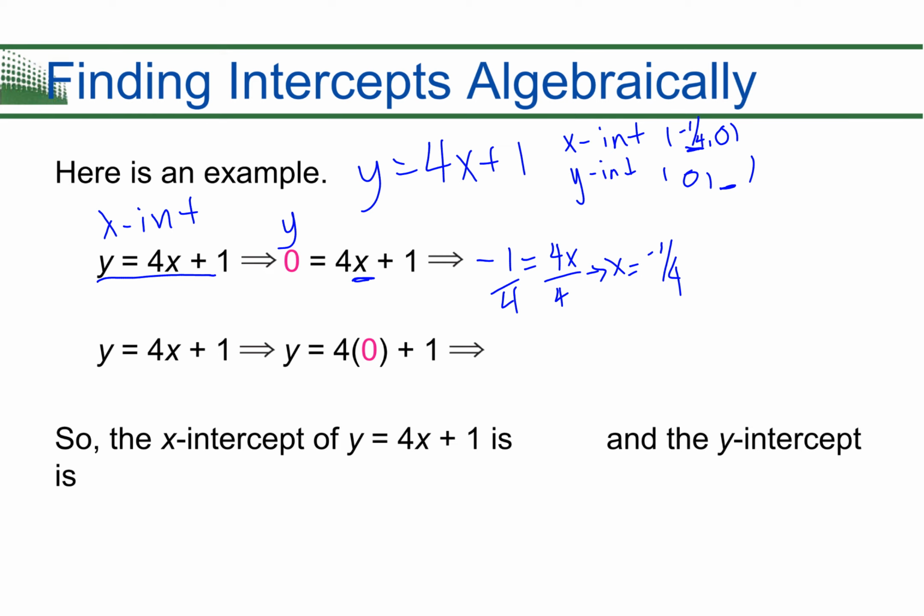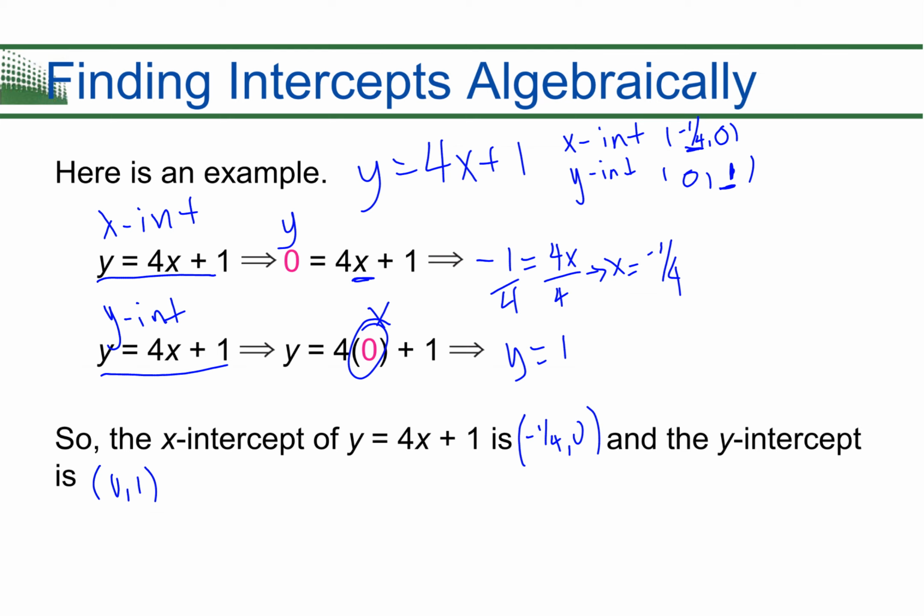In the next one, again I take my original equation, and this time I'm looking for my y-intercept. I'm going to set x equal to 0. Good things happen with this one, because what's 4 times 0? That's a big 0. So I just get y equal to 1. I can plug in a 1 for that y value. So the x-intercept of y equals 4x plus 1 is -1/4, comma 0, and the y-intercept is 0, comma 1.